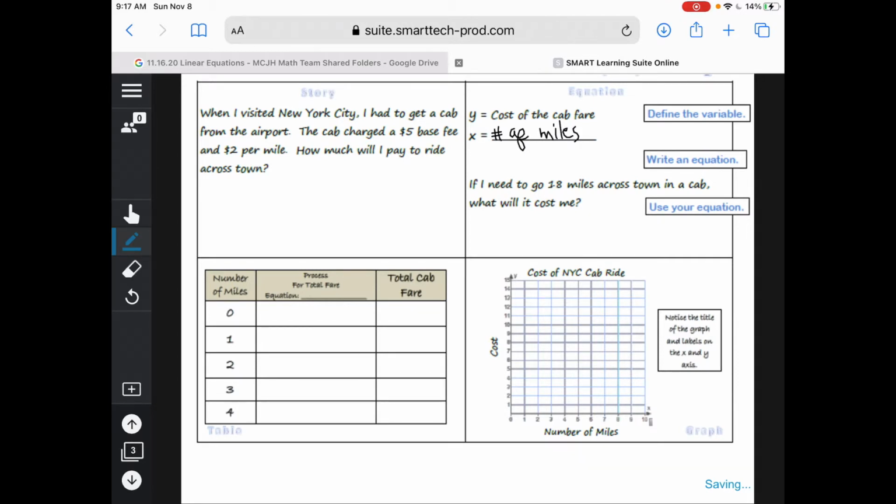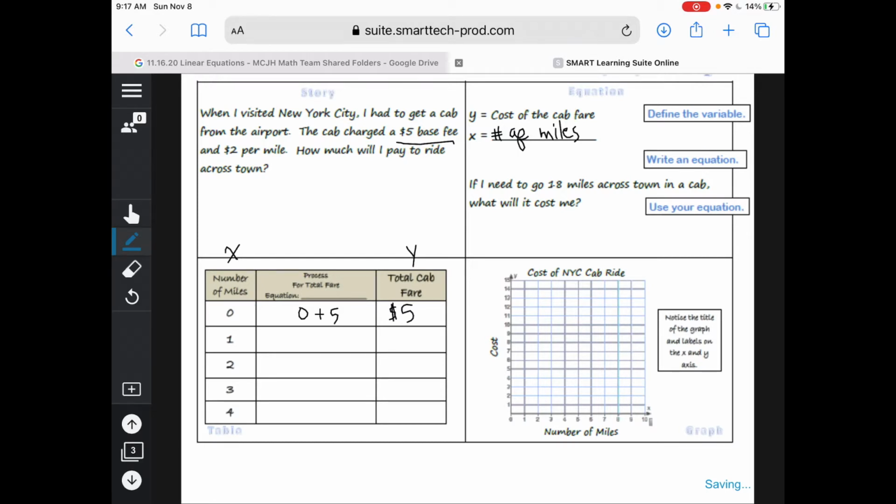So the number of miles we said is X. I'm putting X above that. And then the total cab fare is going to be Y. So it's saying if I don't go any number of miles, if I just get into the cab, how much am I going to pay? Well, it's a base fee of $5. So I'm going to pay $5. That's how much my total cab fare would be.